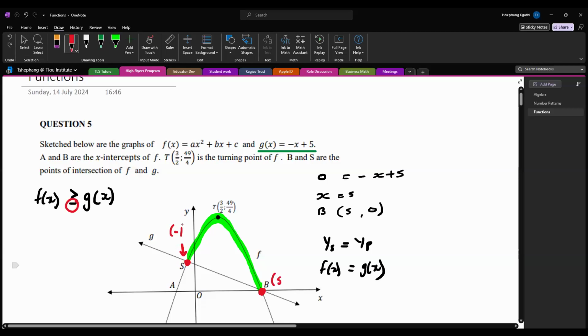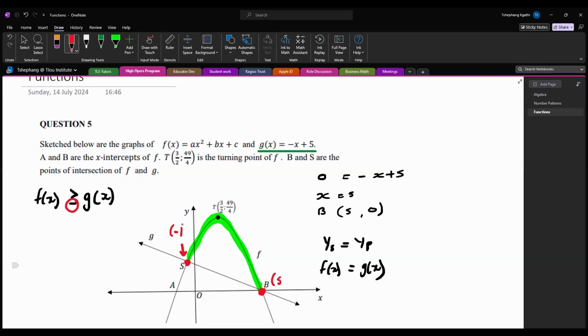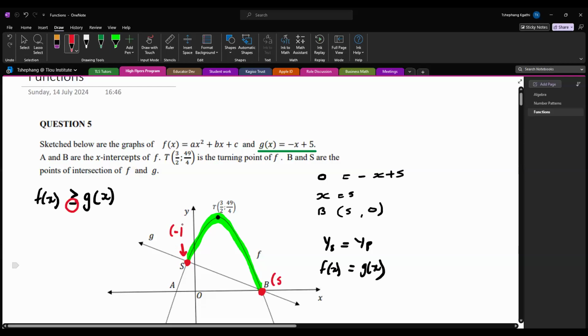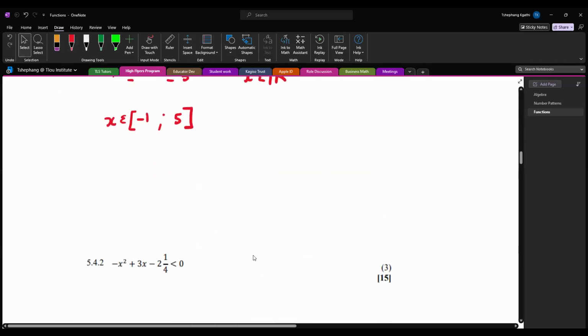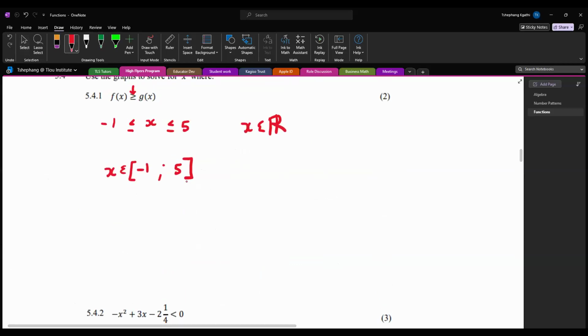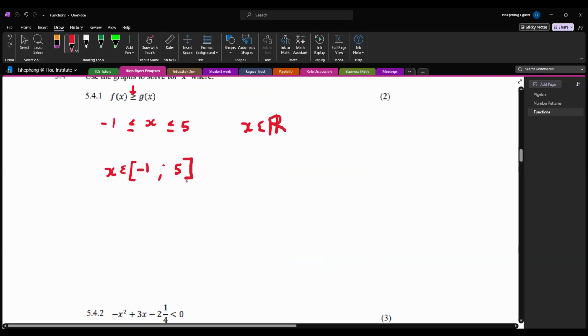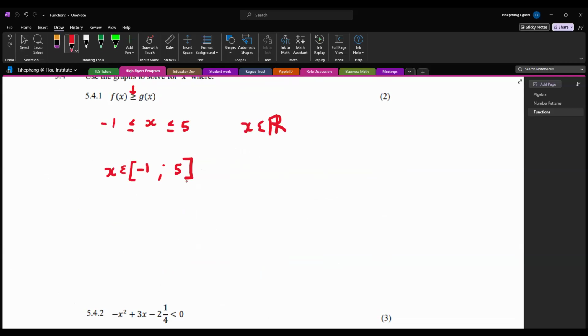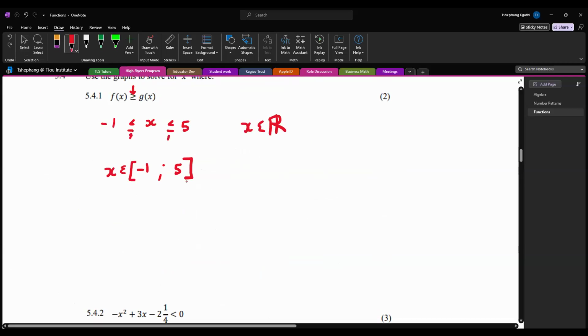Okay, now f of x will be on top in this interval between -1 and 5, only there. Now how do we represent that? We will simply say x lies between -1 and 5, right? But both of them are included, meaning that you need to attach that minus if you are using this notation here, and then say x is an element of real numbers.